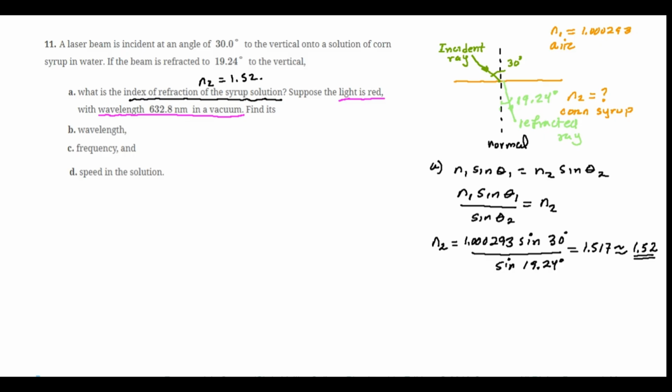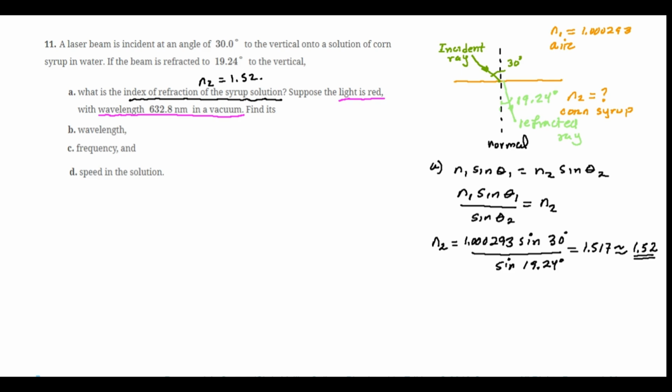So remember that we said that when a light ray goes from one medium to another, the wavelength is going to change. So the wavelength of this red light of 632 nanometers will be different once the light is in the Siren solution.